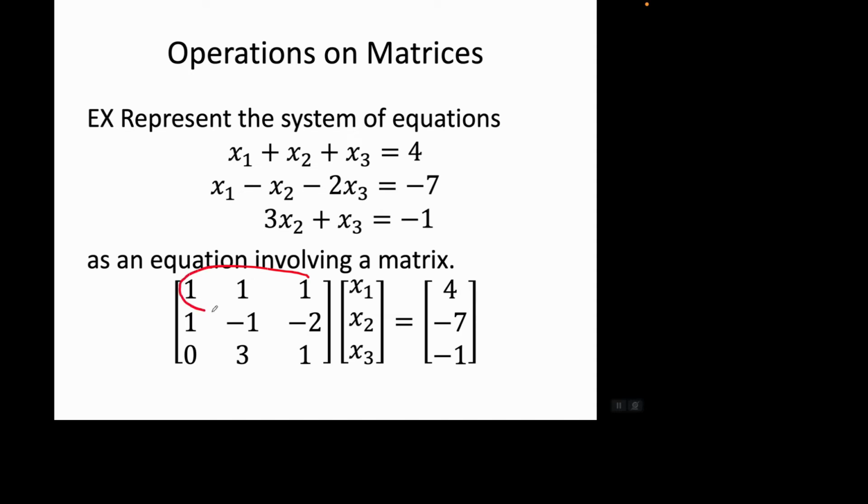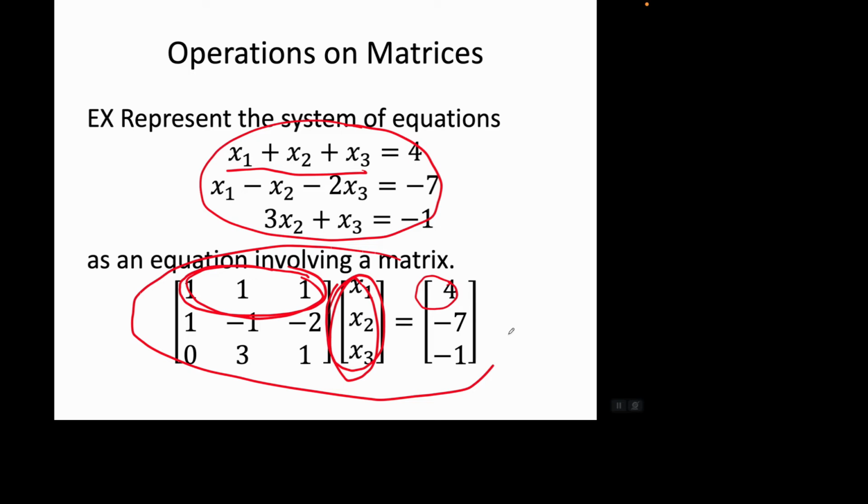So again, these are the coefficients of x1, x2, x3 in the first equation. And so when you take the dot product of this and this, you just end up with x1 plus x2 plus x3, which is what we want over here. And that's going to equal 4. So really, you can represent this system of equations using this matrix equation. In the same way, the dot product of this with this is going to give you x1 minus x2 minus 2x3, and that equals negative 7. And in the same way, this will give you 3x2 plus x3 equals negative 1.